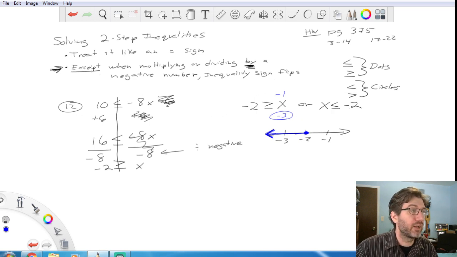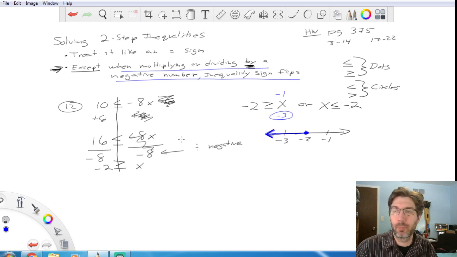I flip the sign because whenever I multiply or divide by a negative number, I'm going to flip signs. Here the sign flips because I flipped everything. So these are the same statements. Again, if I put in a negative 3 here versus a negative 1, how would that graph? I would still be on the negative 2, negative 3, and negative 1. I'd still have a dot there.